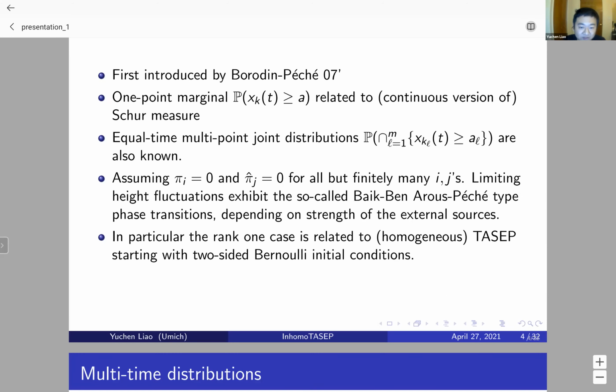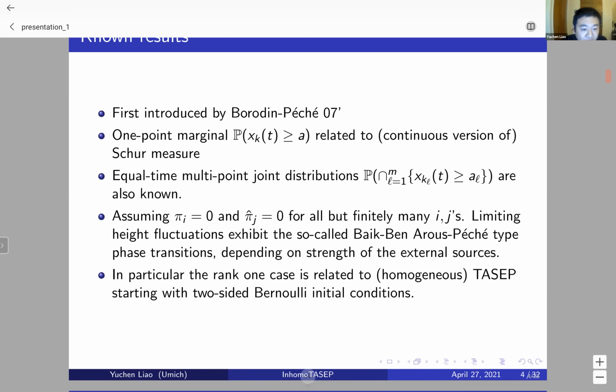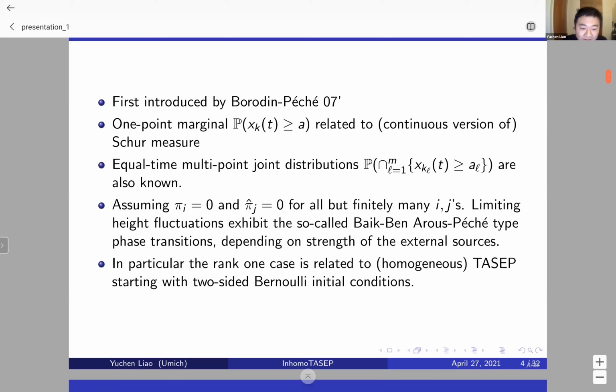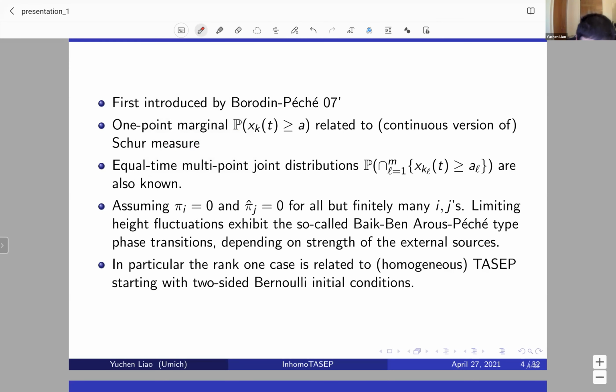So that's the algebraic part. For the asymptotic parts, assuming there are only finitely many, sorry, there's a typo here, so it should be 1 instead of 0. So assuming all but finitely many pi_i's are 0 and pi_j hats are 1, then you only consider a few columns or rows that are not of uniform rate. That's some kind of finite-rank external source if you want.